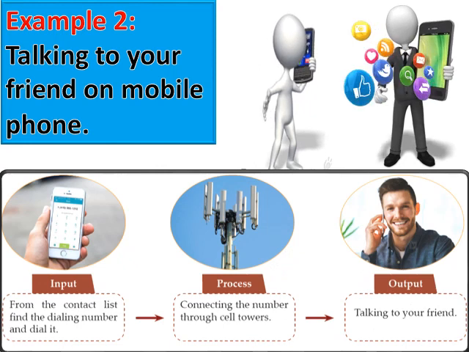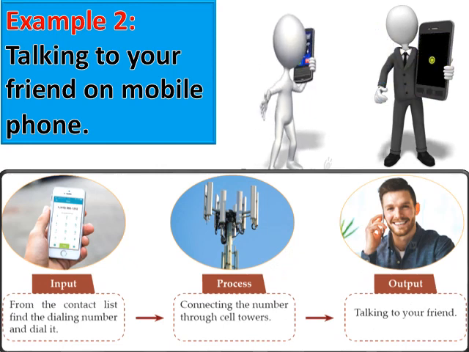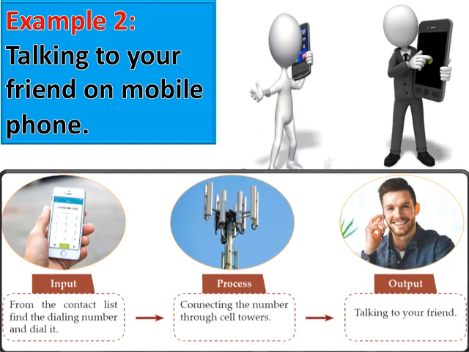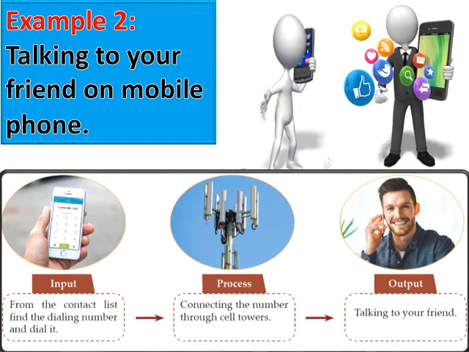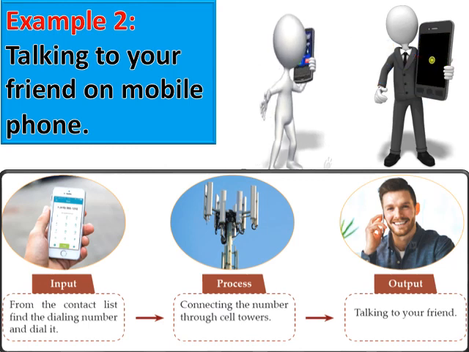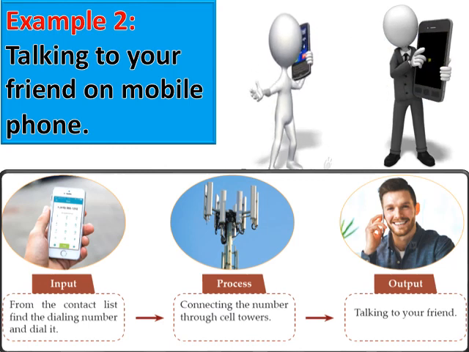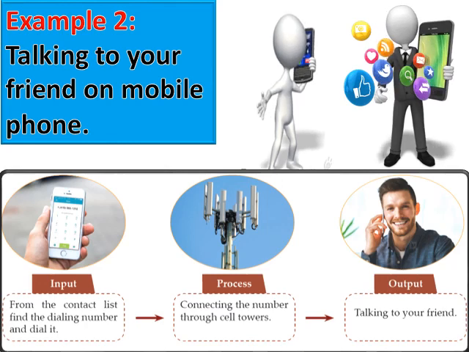Example 2. Talking to your friend on mobile phone. Now, the process is given below. Input, from the contact list, find the dialing number and dial it. Process, connecting the number through cell tower. Then output, talking to your friend.